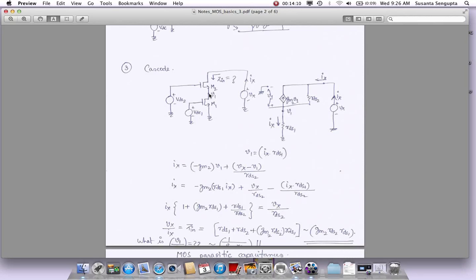So let's see how we will model this one. For this, we will have to assume a voltage here, some voltage V1. Remember, we are trying to find impedance. So to find an impedance, you will attach an extra voltage source called Vx, and you want to know what is the Ix coming out of there.